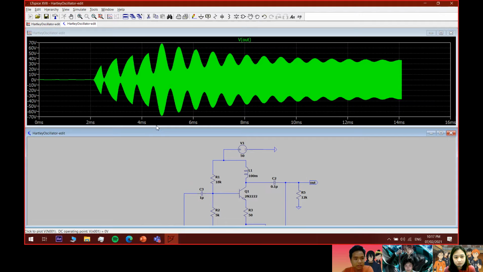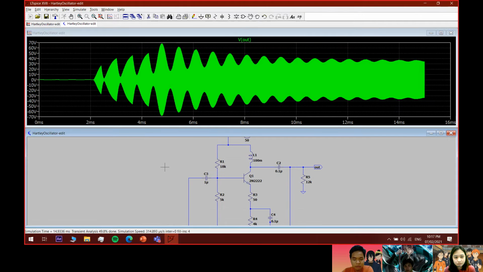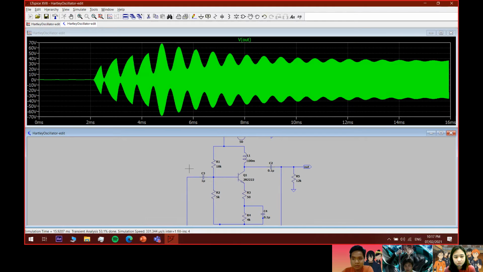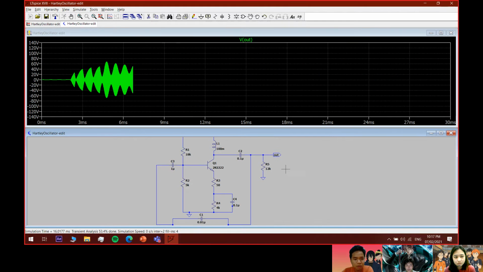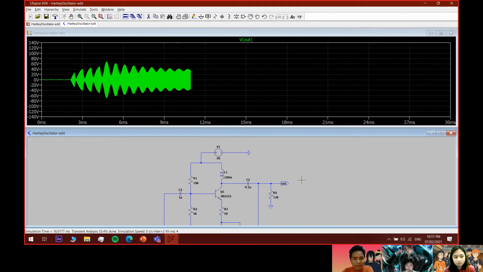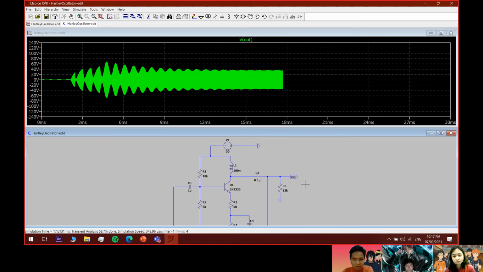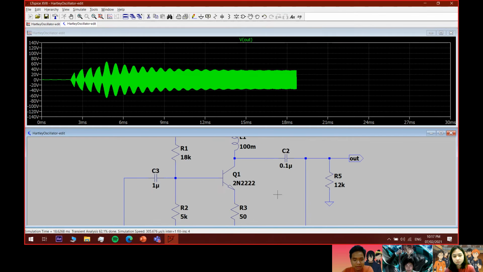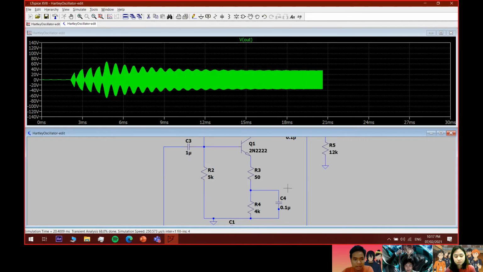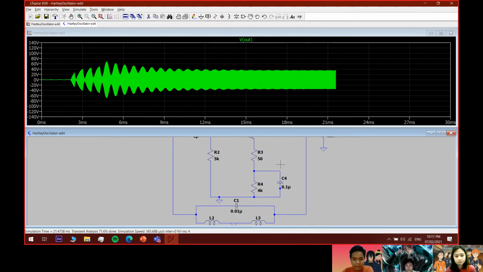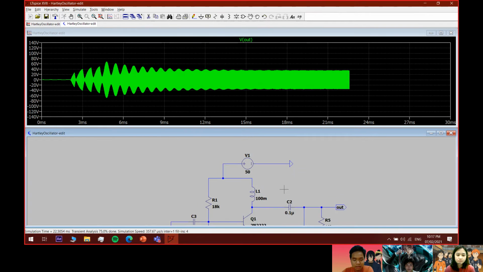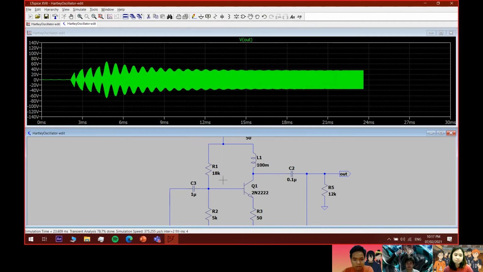As we wait for the simulation to finish, as we observed, our oscillator is composed of components that are typical of an oscillator. We have here capacitors, we have here resistors, and the most important component is the transistor. What we are using is an NPN transistor, a 2N2222 transistor. And we have here a tank circuit at the bottom. We also have the resistors and here are the inductors.